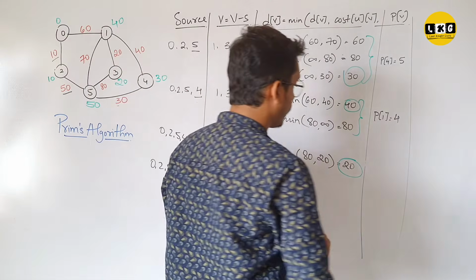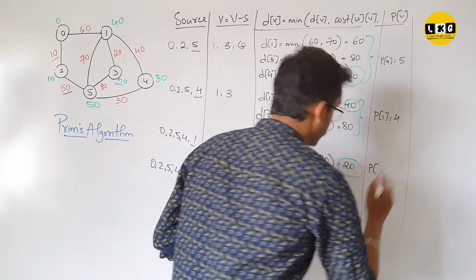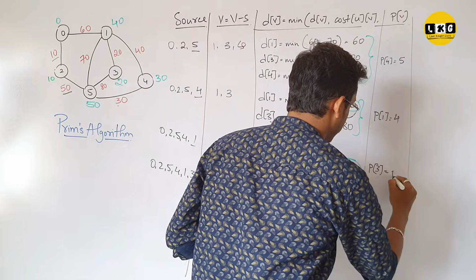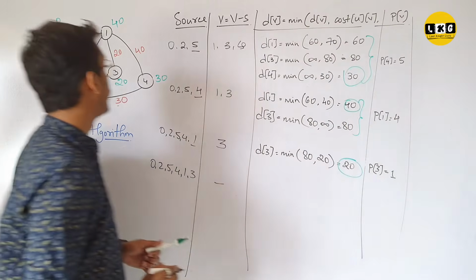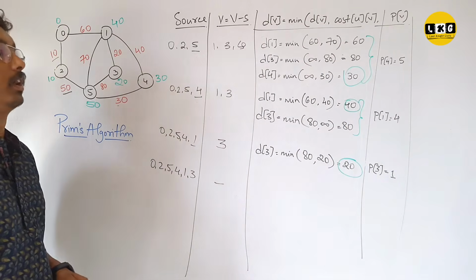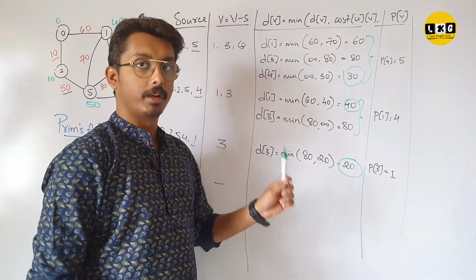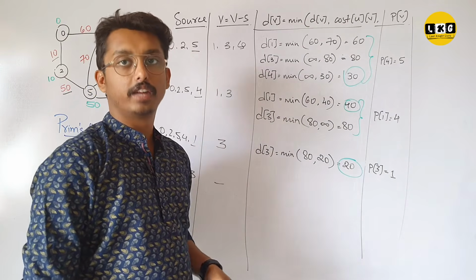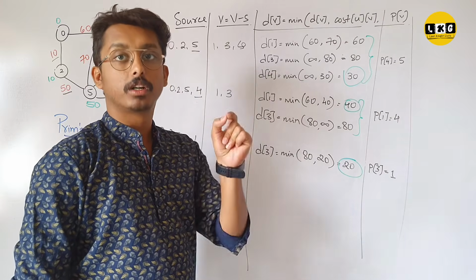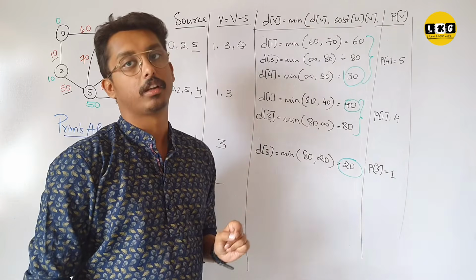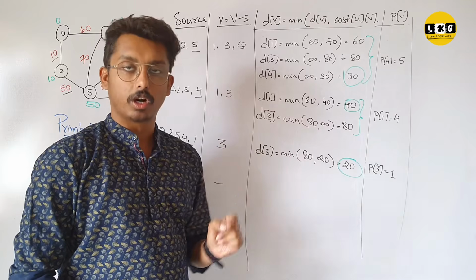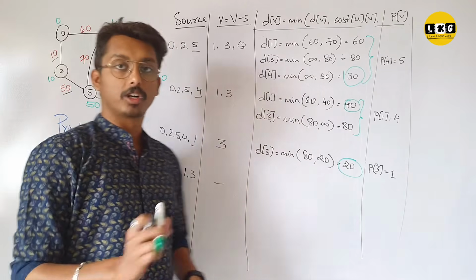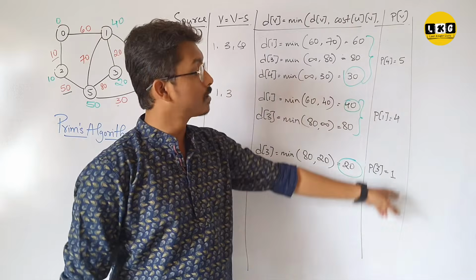Now, the parent of node number 3 is 1. So, this completes our Prim's algorithm, right? Now, what is left? We need to write the answer and we need to draw the minimum cost spanning tree. Okay. So, let us draw the minimum cost spanning tree with the help of this fourth column.